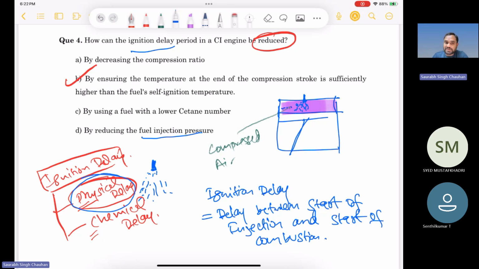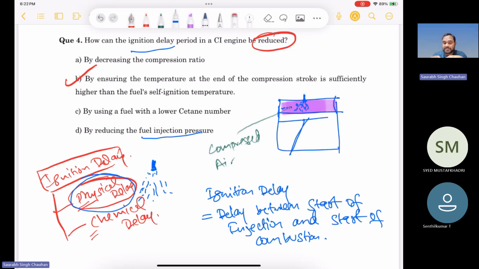The smaller droplets are easier to evaporate. Or in another way, if there are more finer droplets, then the total surface area available for evaporation will be more, right? Just consider two scenarios. You have a fixed quantity of fuel. In the first case, you have certain bigger droplets of that fuel, and in the second case, you have many finer droplets of that same fuel. In the second case, the surface area will be more, so evaporation will be better and the air-fuel mixing will be better. So physical delay will be reduced. This is how the fuel injection pressure affects the physical delay part. The higher the fuel injection pressure, the finer the droplets and the lower the physical delay.